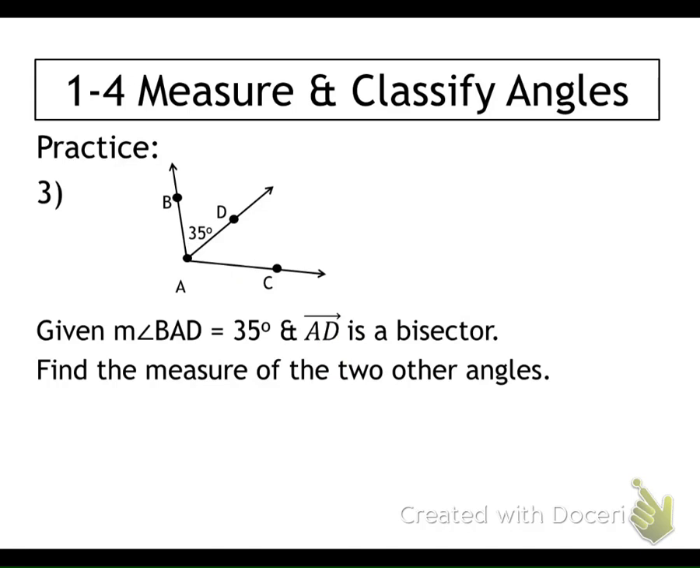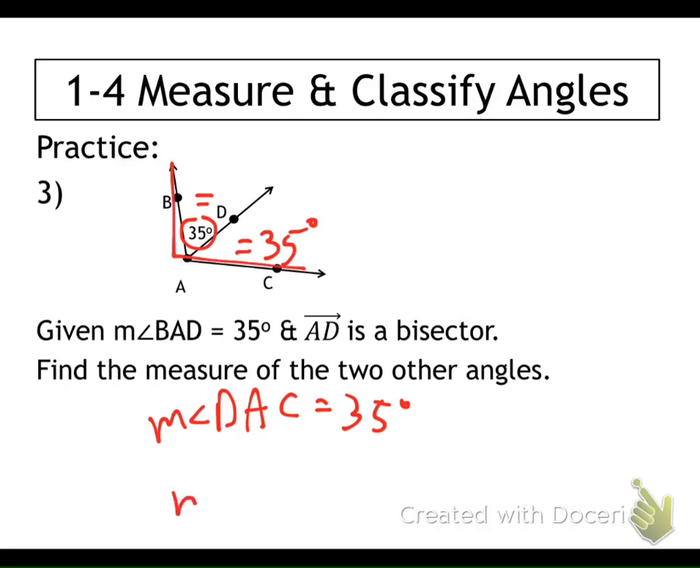If a bisector cuts things in half, then what we know is that these two halves are congruent. This equals this. So this is already 35, then angle DAC must also be 35 degrees. So the question asks, find the measure of the two other angles. Well, angle DAC equals 35 degrees. And the larger angle, measure of angle BAC equals 70, since we're just adding things together. Alright?